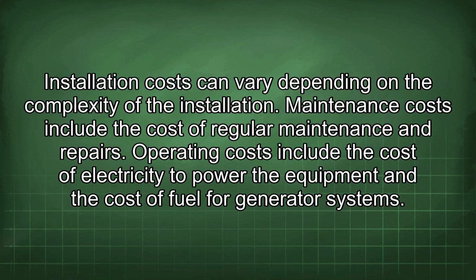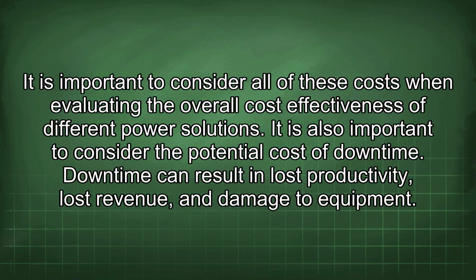Installation costs can vary depending on the complexity of the installation. Maintenance costs include the cost of regular maintenance and repairs. Operating costs include the cost of electricity to power the equipment and the cost of fuel for generator systems. It is important to consider all of these costs when evaluating the overall cost-effectiveness of different power solutions.